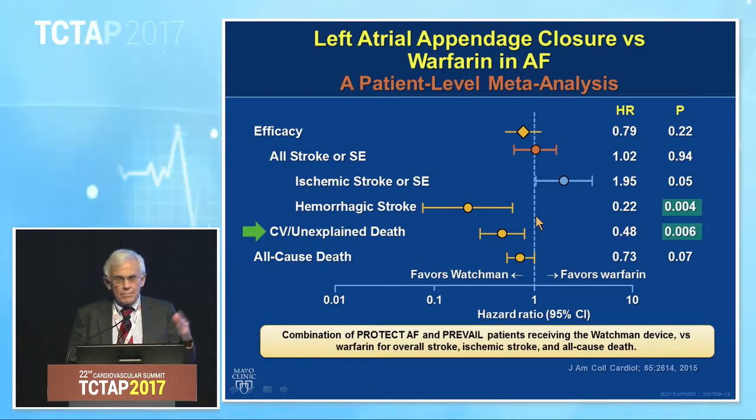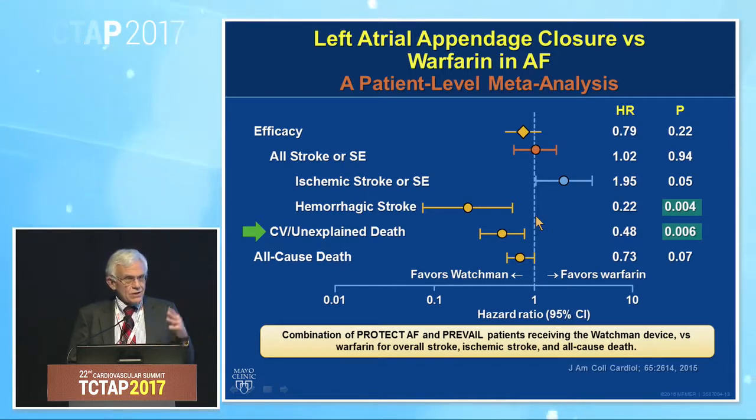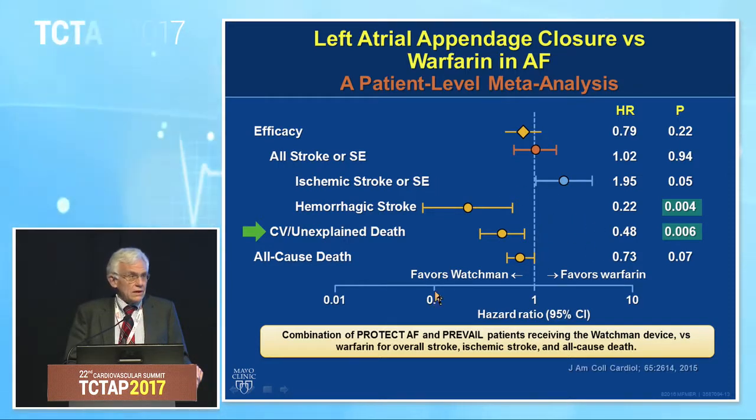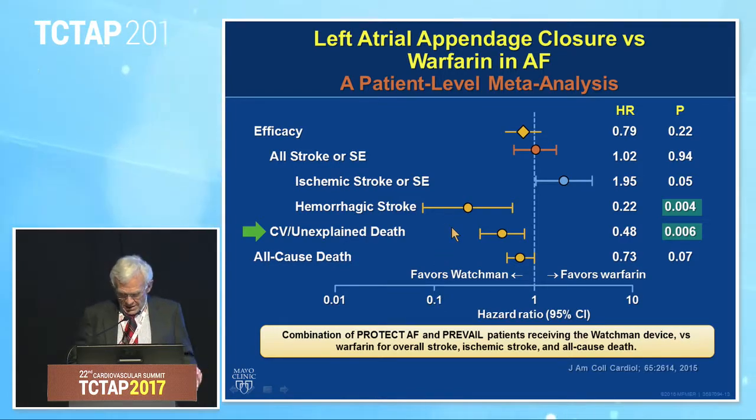That has been seen repeatedly. There is a reduction in mortality. Whether that relates to the fact that patients on anticoagulation bleed more, I do not know the answer to that. But that's the information available. Placement of a device in these high-risk patients, there's a 50% reduction in mortality, and there's an 80% reduction in hemorrhagic stroke. And that's the information that we have.